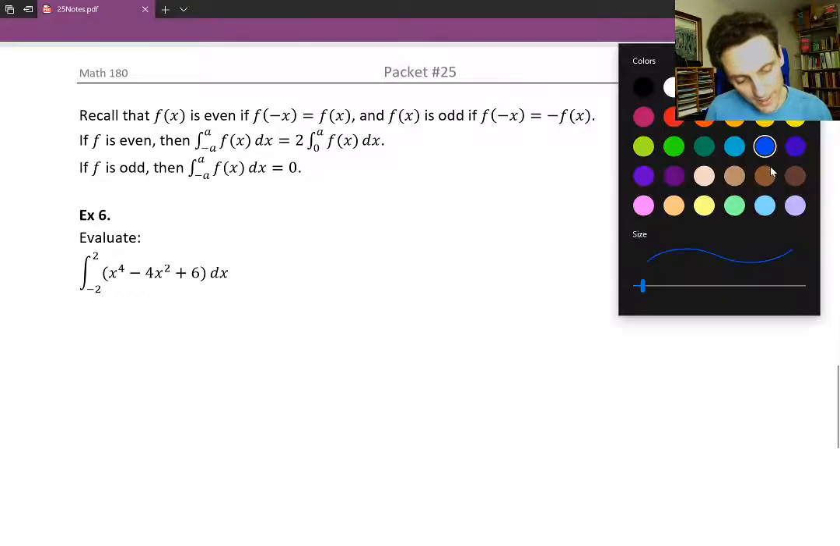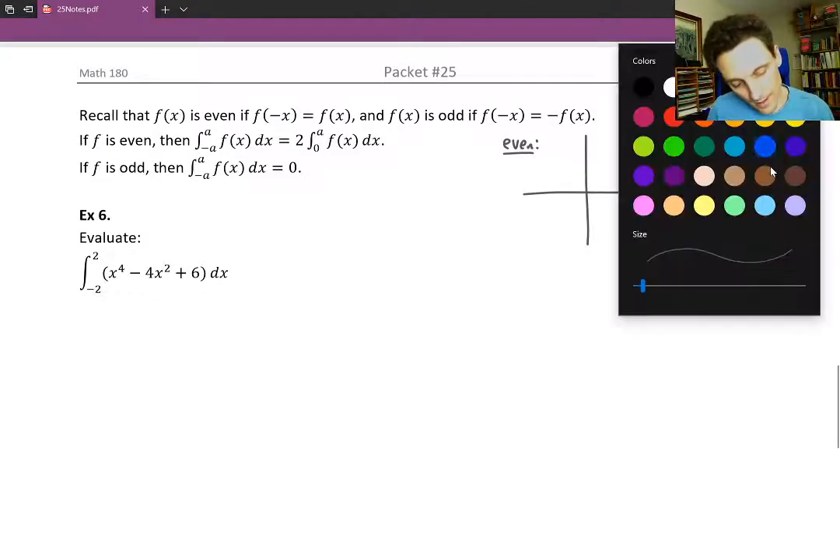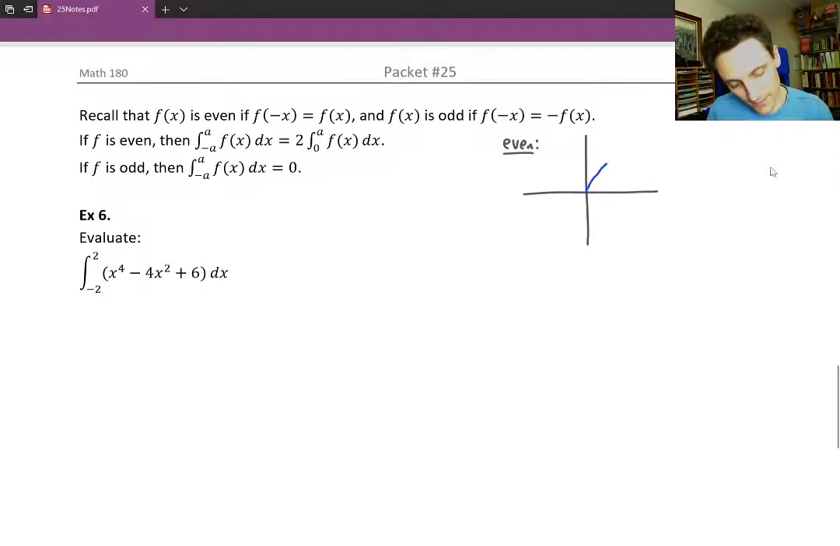The reason for that is if you remember what it visually means for a function to be even, it means that the function on the right side of the y-axis is going to be equal to the mirror image of the function on the left side. So the left and the right sides are mirror images of each other across the y-axis.